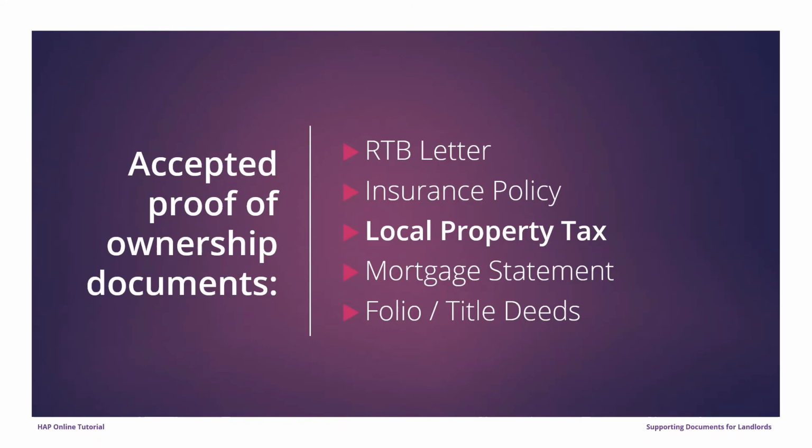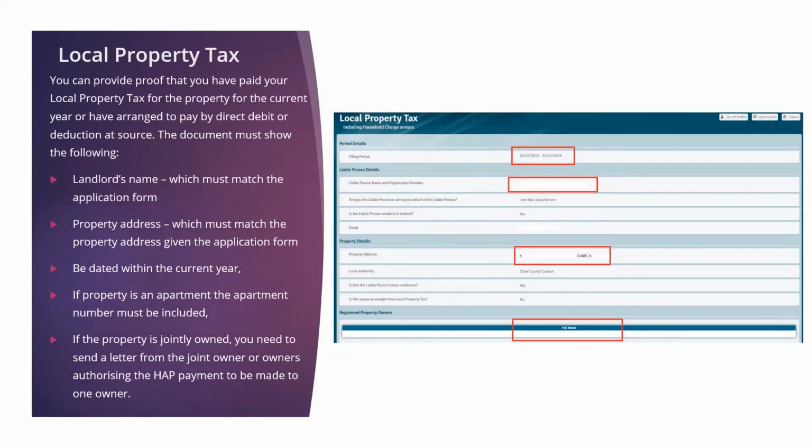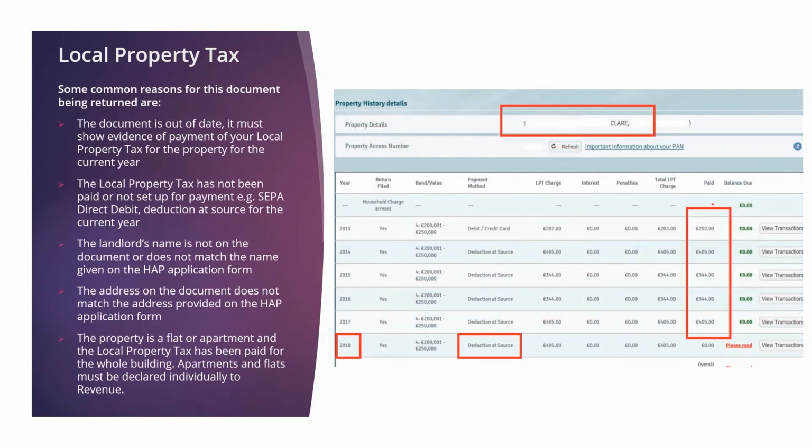Local property tax. You can provide a local property tax return for your rental property. This document will clearly show who the registered owner of the property is and who is liable to pay the LPT. You can log onto the LPT website and download this instantly. You must also have the payments history for the property. A payment for the current year or part payment must be clearly shown.